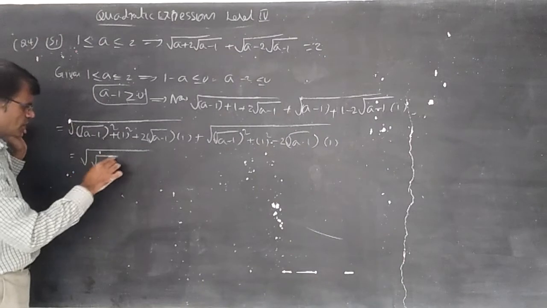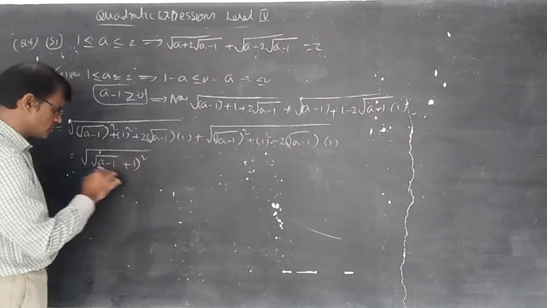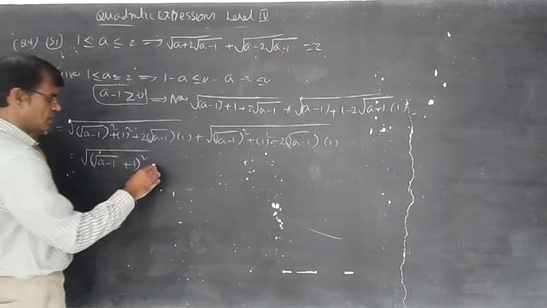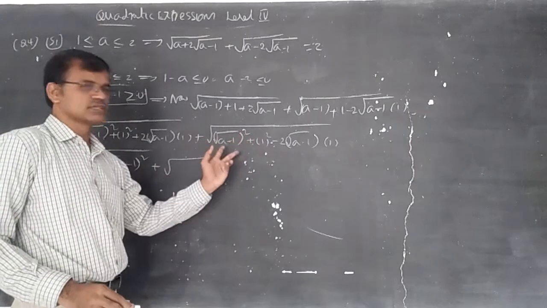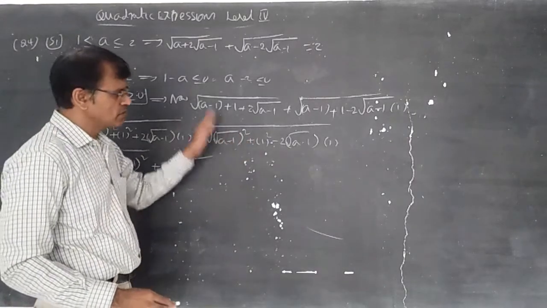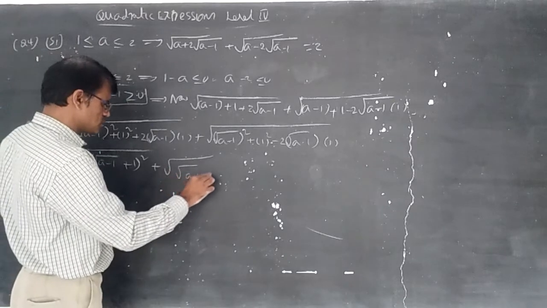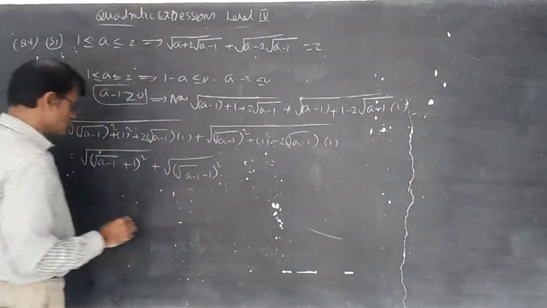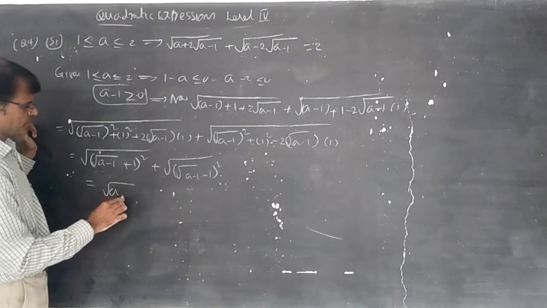So you can understand now this one as root of (a minus 1 plus 1) whole square. Here, if a minus 1 is not greater than 0, then you should write 1 minus a. If it is negative, of course it is no problem. Root of (a minus 1 minus 1) whole square. So square and root will be getting cancelled.